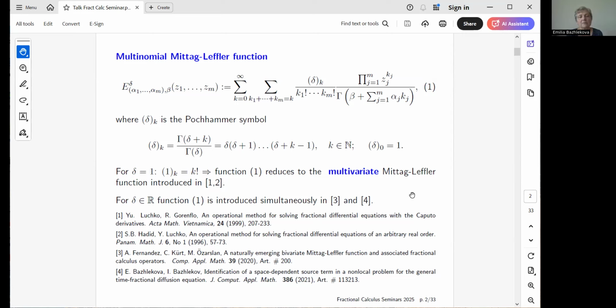Also, maybe it helps in some way to prove the positivity of solutions for diffusion equations. But it's not straightforward. It's an interesting question. Yeah, it's good to think about it. Okay, thank you.